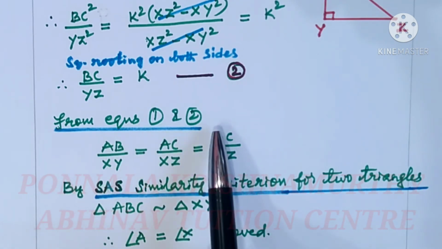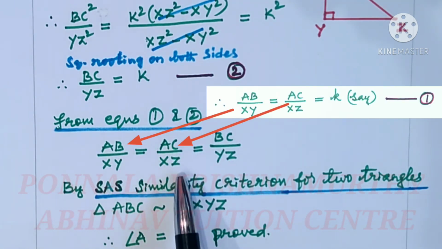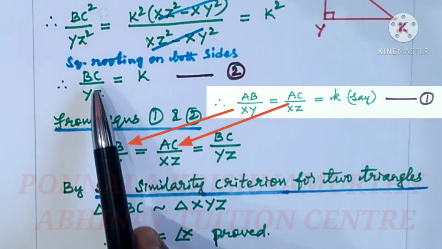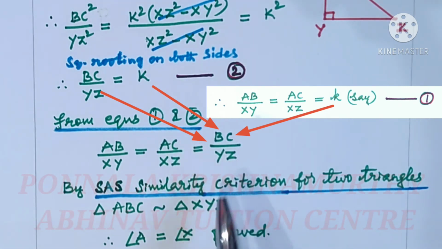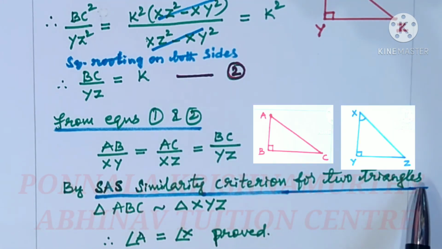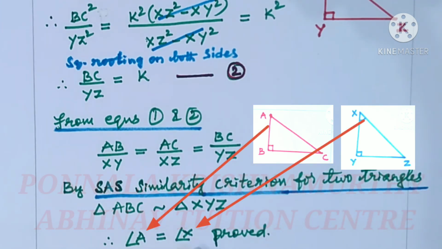From equations 1 and 2, AB by XY is equal to AC by XZ is equal to BC by YZ. So in place of K we substitute BC by YZ. By SAS similarity criterion for two triangles, triangle ABC is similar to triangle XYZ. We can see here the triangles. Then angle A equal to angle X, proved.